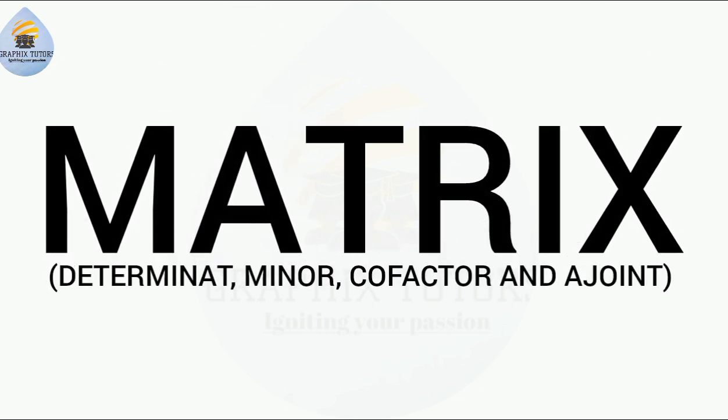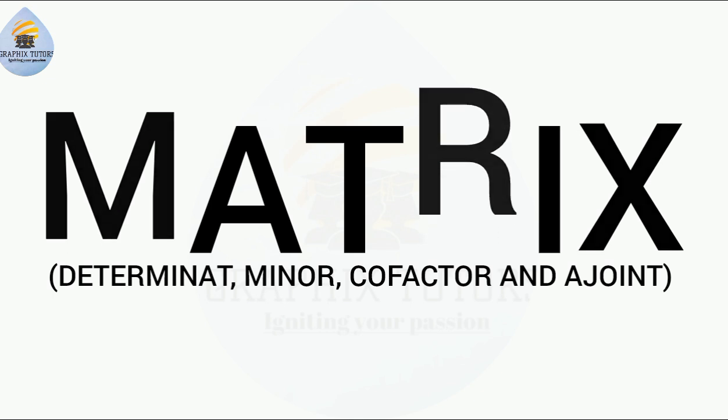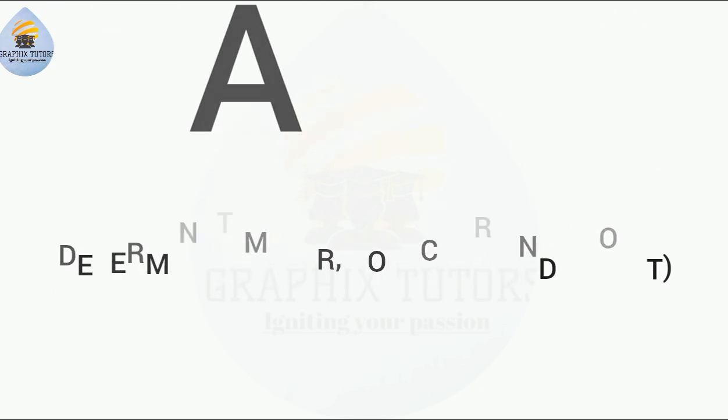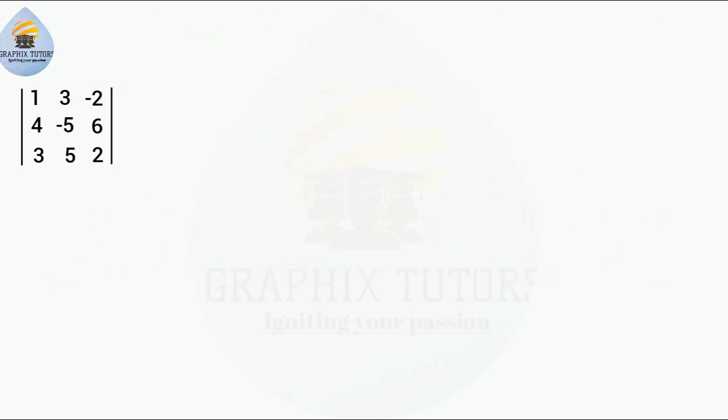If you look at the front of your screen, you see a 3 by 3 matrix, and we want to determine the minor and cofactor of this given matrix. The matrix is giving us 1, 3, minus 2, 4, minus 5, 6, 3, 5, 2, right?